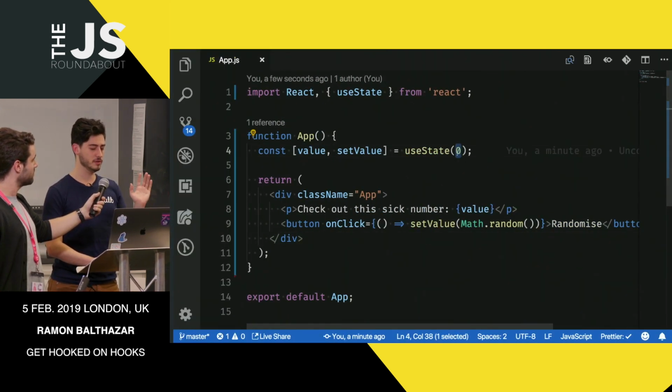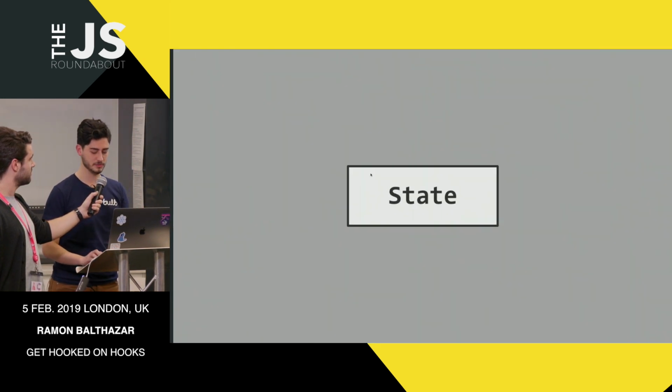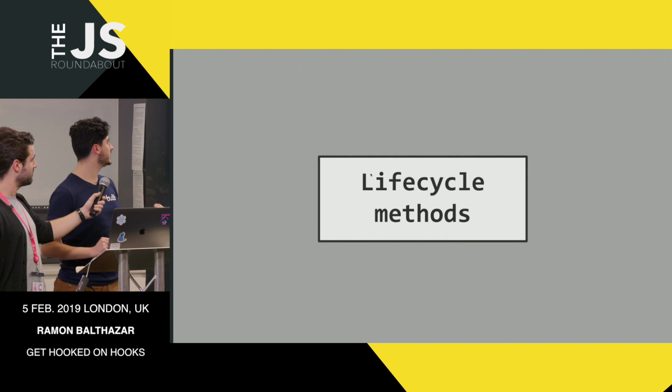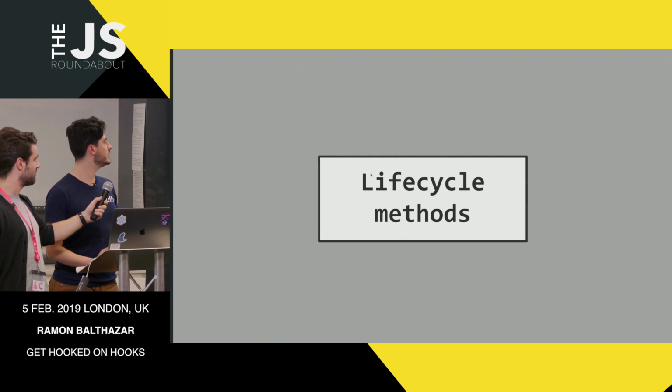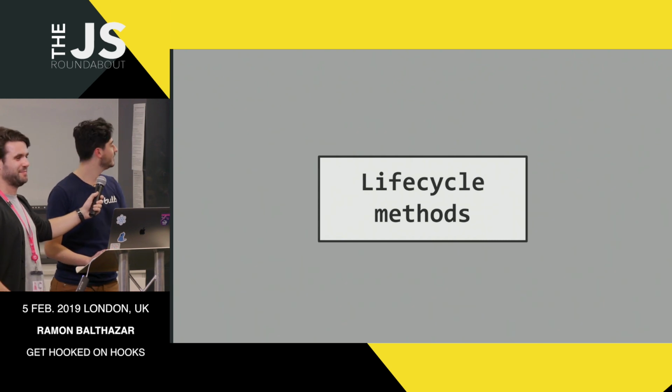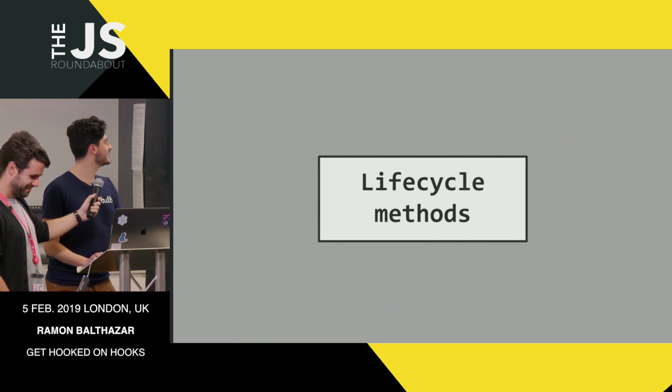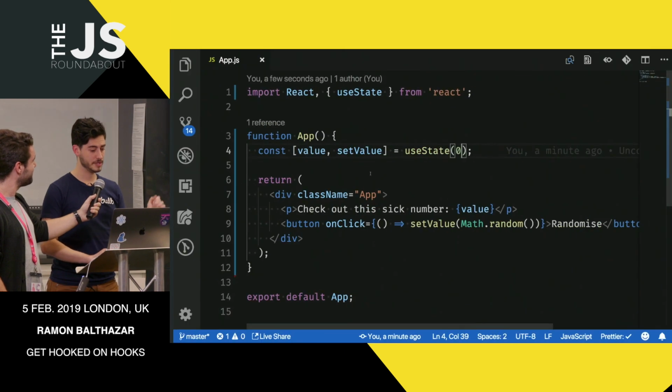Nice, okay, so this is how you use state. Something that you need to know about this value, I'm gonna go into later on. So the other thing that I want to cover is how do you replace lifecycle methods with hooks?